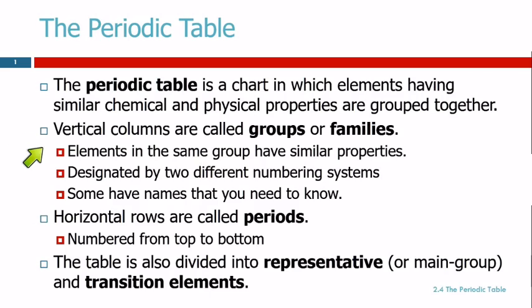So vertical columns. The vertical columns in the periodic table are called groups or families. Those two words are used pretty much interchangeably. Elements in the same group, in the same column, have similar properties. They have similar physical properties often and similar chemical properties.